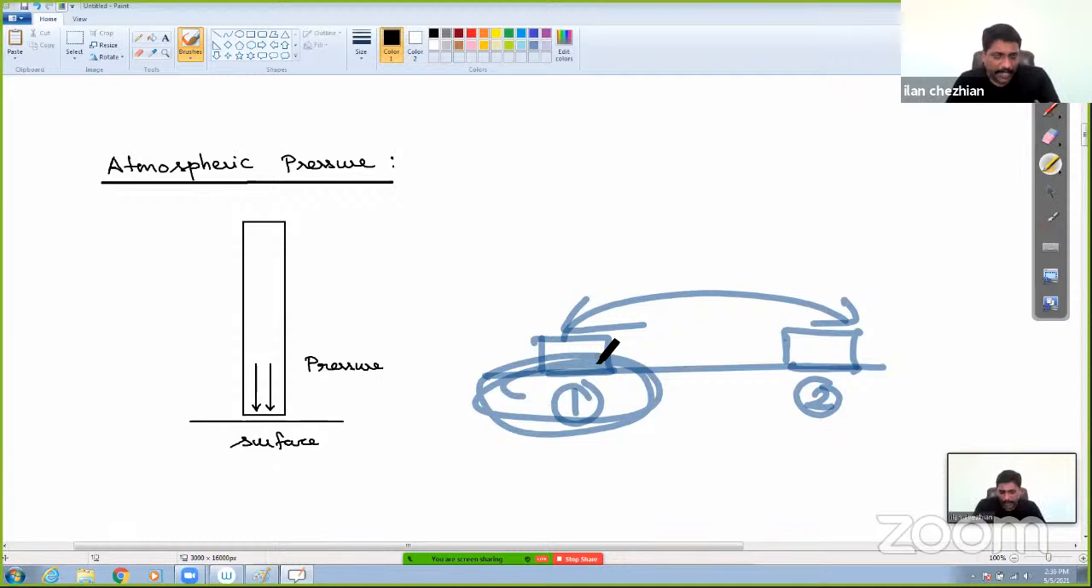So let me tell you, my friend, golden rule number 2: pressure should be compared only at the same altitude. Pressure between different altitudes shall never be compared. This is the golden rule, my friend.